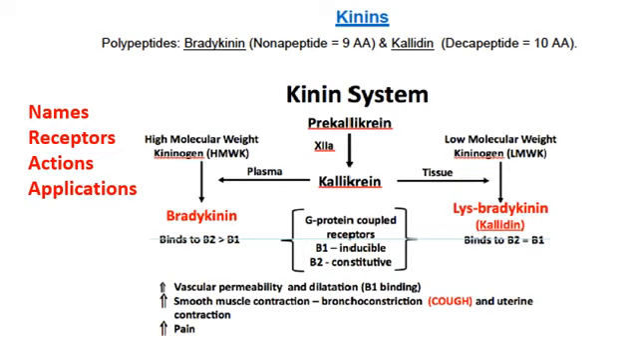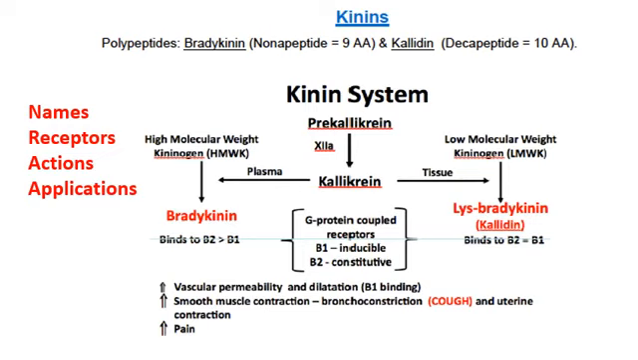And again there are two types. There is a B2 and there is a B1 type of receptor. Both are G protein coupled receptors. الاثنين بيشتغلوا من خلال الجي بروتين، بس B1 is inducible و B2 is constitutive.